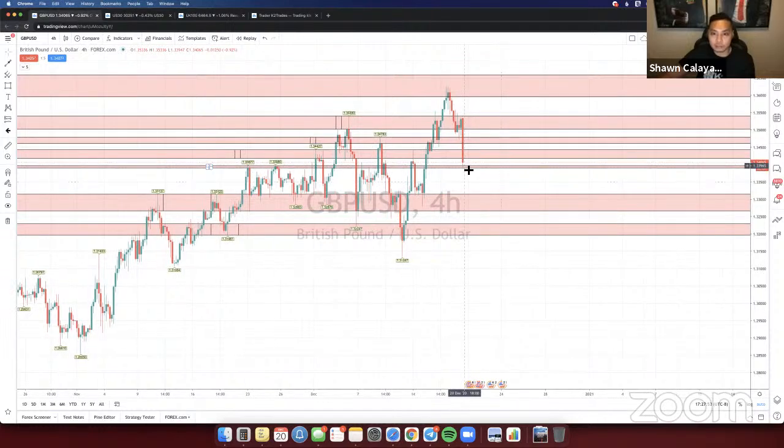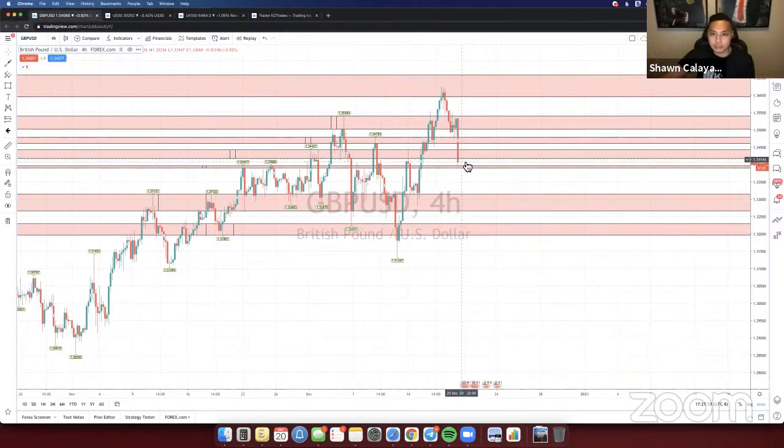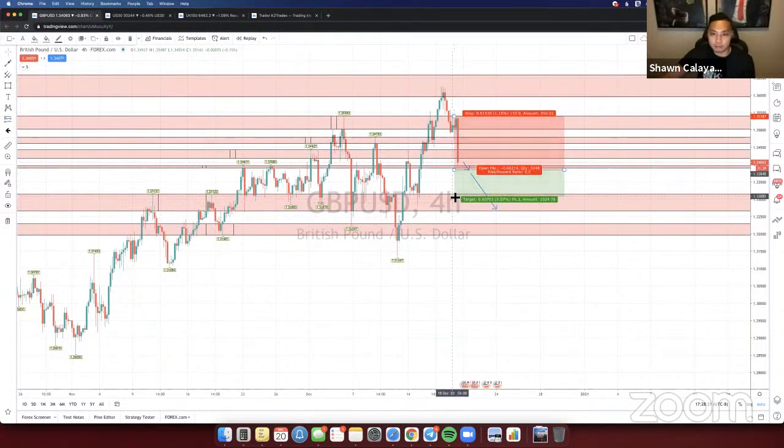Price is currently rejecting off this lower zone, so it's currently within these two zones right here. This upper zone is going to be 1.34180, and this lower one right here is going to be 1.33902. So if price breaks this structure right here and closes below it, we can probably anticipate this to drop even further to this next zone right here for a short position, reaching about 60 pips to 100 pips down here. So we'll see how that plays out.